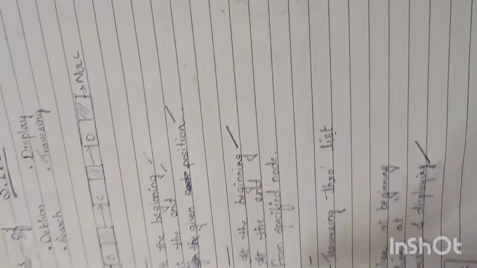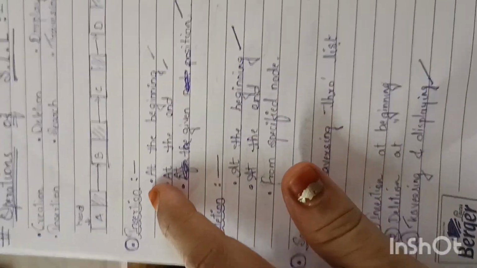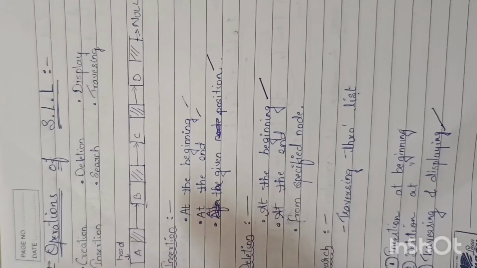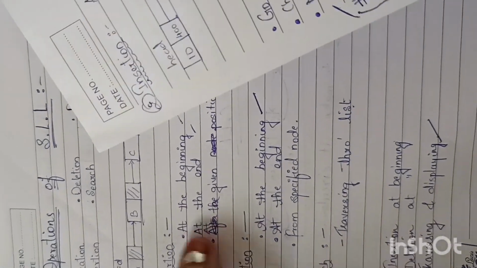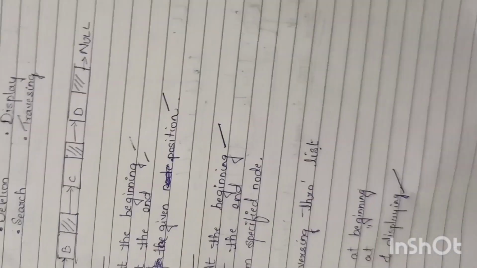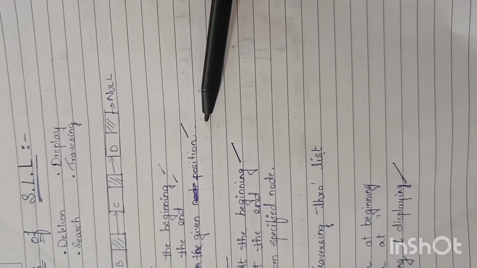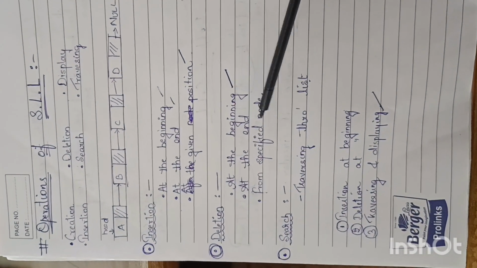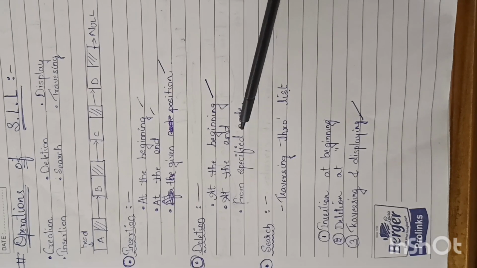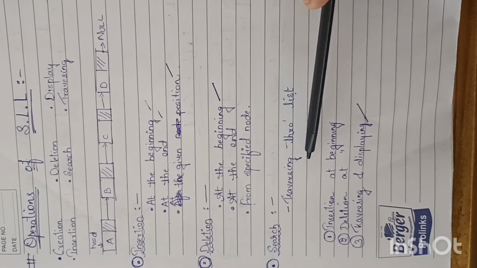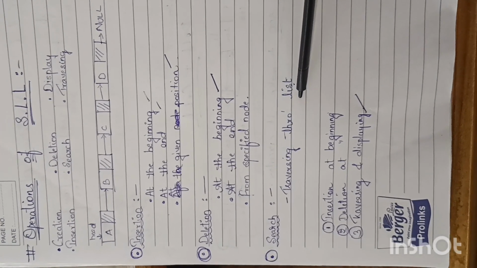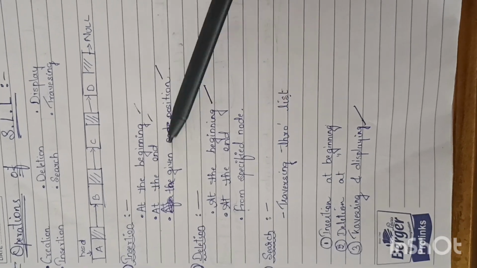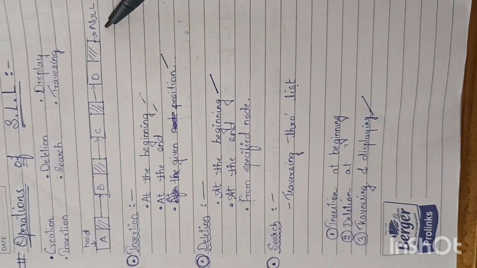Okay, so the different operations are: insertion, which we can do in 3 different ways: at the beginning, at the end, or at a given position. Same thing for deletion: at the beginning, at the end, or from a specified node. And searching, that is traversing through the list. If we want to search for an element in this linked list, what do we have to do?